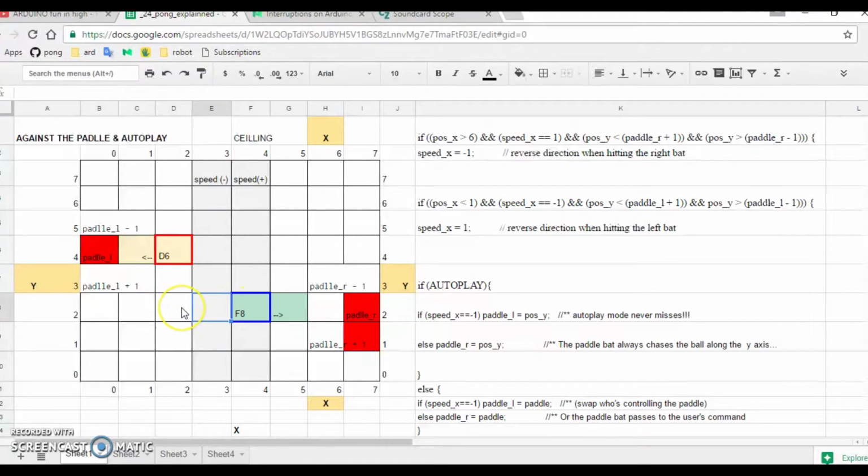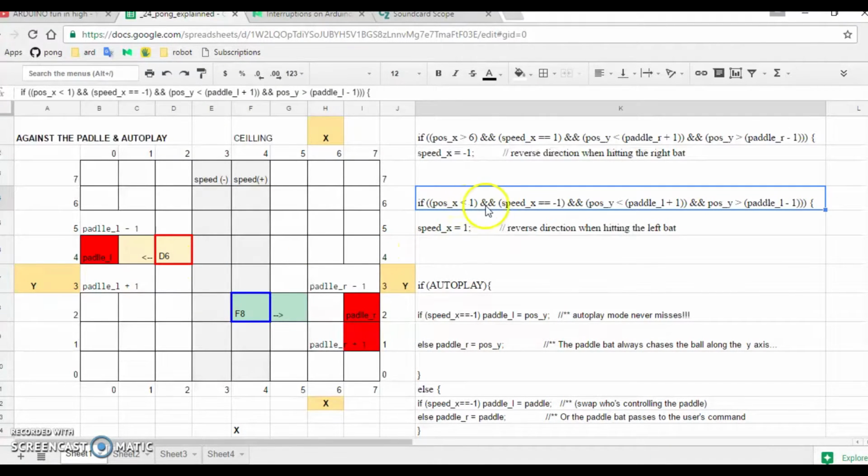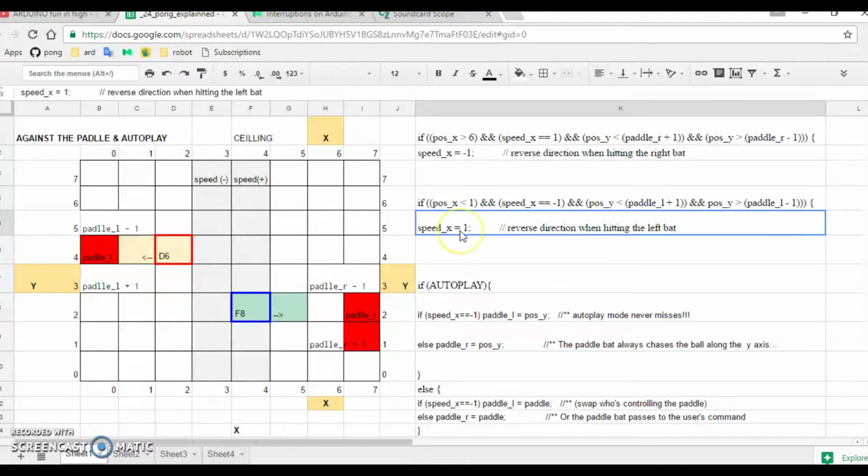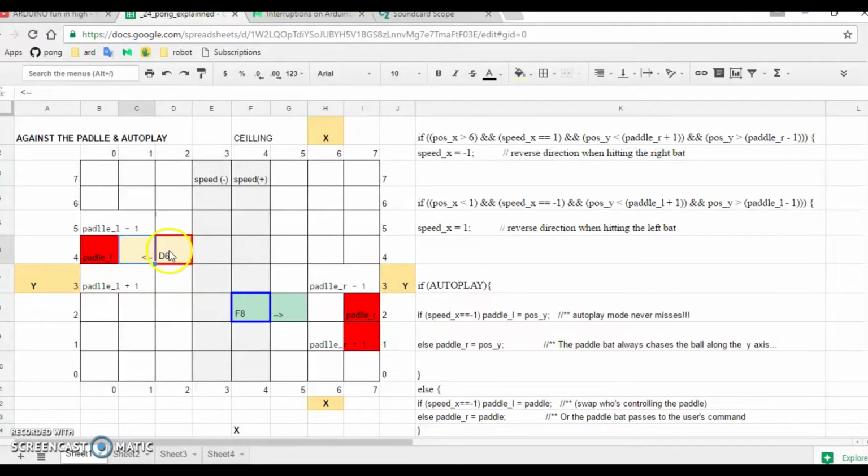Cool! Now, suppose again the ball is right here, D6. Going in that direction to the left, it reaches that point, D4, and the ball will reverse direction again, as it meets all the clauses of that equation. See that it comes back in a straight line. We will see how to make it go back at an angle in a moment.